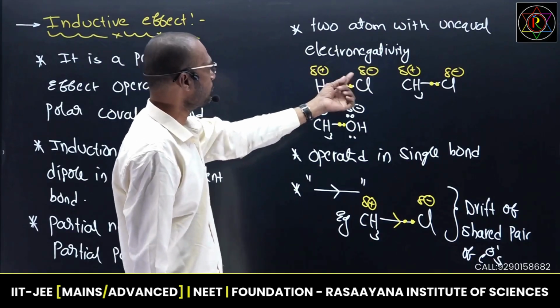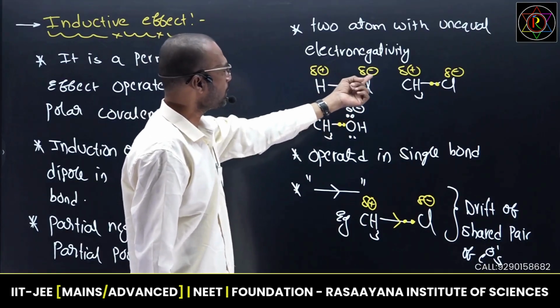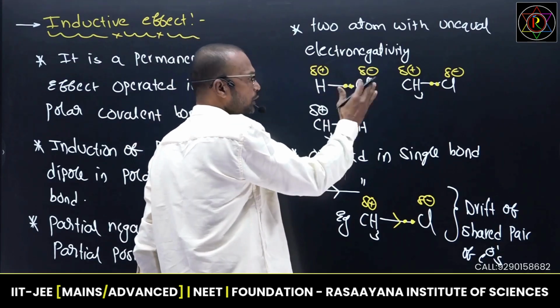So this is possible when these two atoms are unequal electronegative elements. So generally we can write partial negative and partial positive only when this lone pair of electrons is drifting towards the highly electronegative atom side.